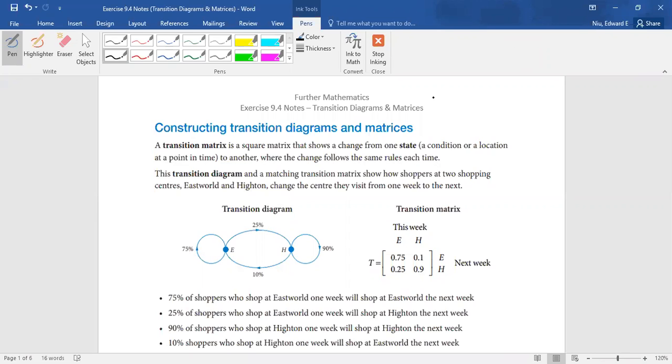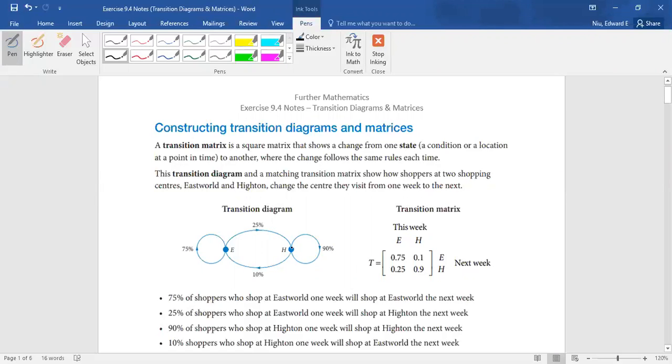Okay, so if we have a network diagram, for example, just below with E and H as our 2 points, what you notice is these loops or these arrows all have directions, and each arrow that's leaving a point will always add up to 100%. So for example, here we've got one loop that's worth 75%, and then another loop out of E, that's 25%.